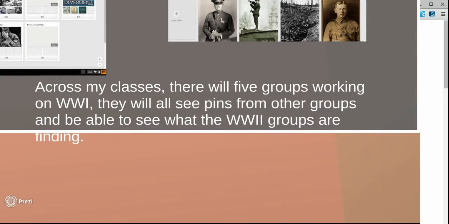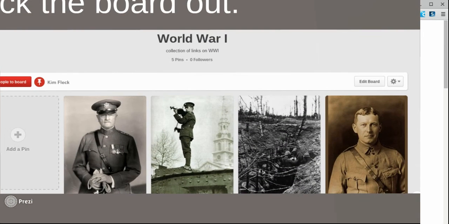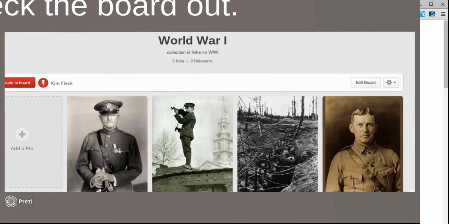I have about 5 groups working on World War I, so all the students working on World War I will compile all their information here. I like this because a student who's working on Vietnam can take a look at this board, see, oh wow, here's a combat zone. I wonder if I can find something like that on my war, and then share it accordingly. They're also getting exposed to the other wars.